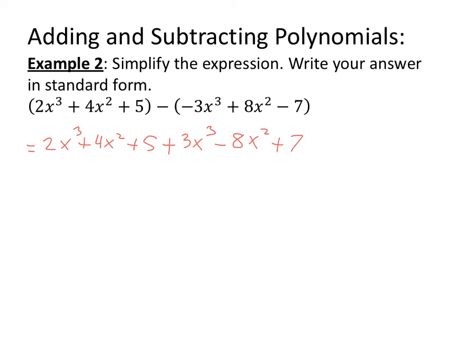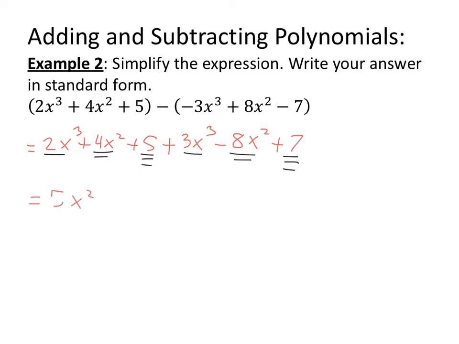And then we're essentially going to do the same thing we did in the last problem. We're just going to look for like terms, things that have the same powers. So we've got our 2x cubed and a 3x cubed. We've got a 4x squared and a negative 8x squared. And we've got a 5 and a 7. So from there, we can just combine our like terms. I'll do the x cubes first. So 2x cubed plus 3x cubed is 5x cubed.